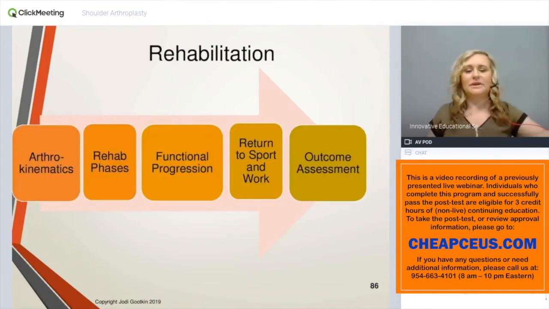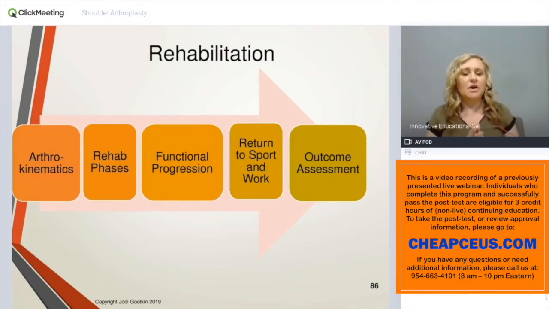Moving on to rehabilitation of our patients following shoulder arthroplasty. They are going to go through several different phases of their rehab. We also need to consider our functional progression within that. And then we're going to take a look at return to sport activity, as well as some outcome assessment tools that you can utilize.